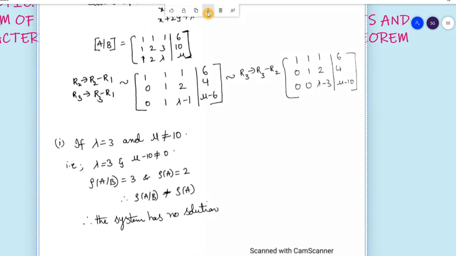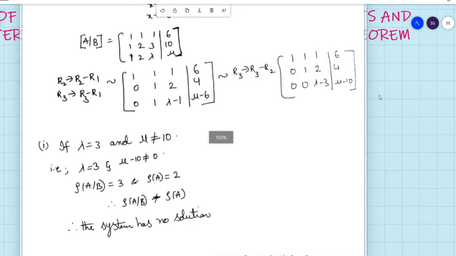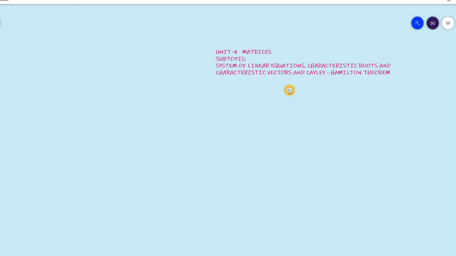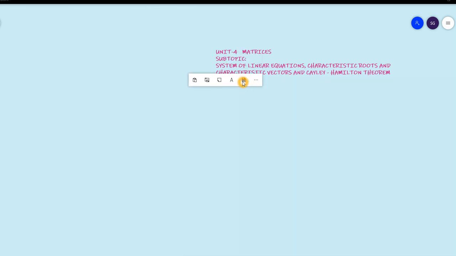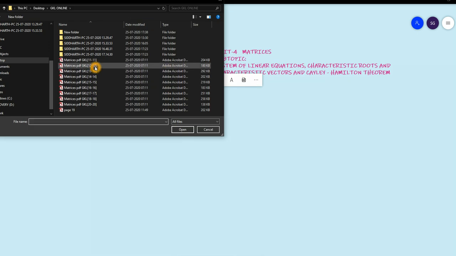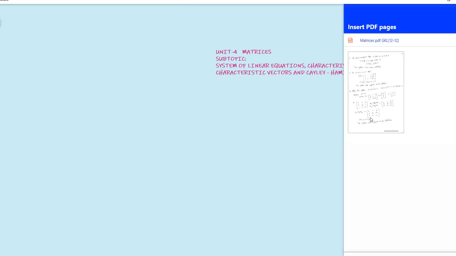The first condition is, if lambda is equal to 3 and mu is not equal to 10, then the rank of AB is 3 and rank of A is 2. Those two are not equal, therefore the system has no solution. In the same way, we can also consider lambda is not equal to 3 and mu is equal to 10.